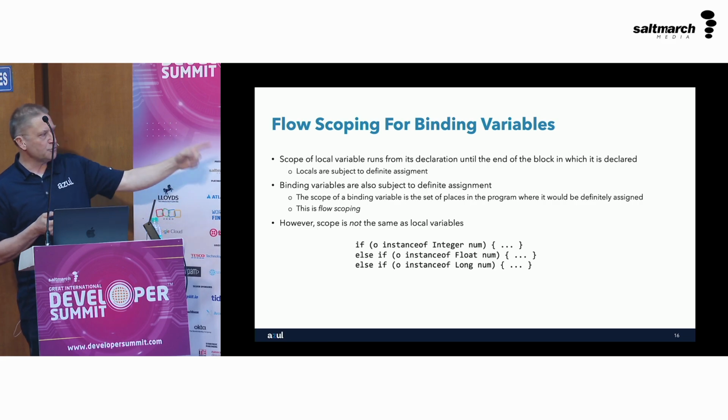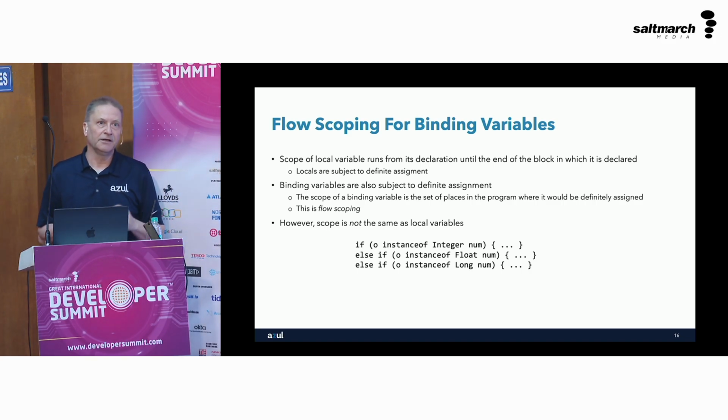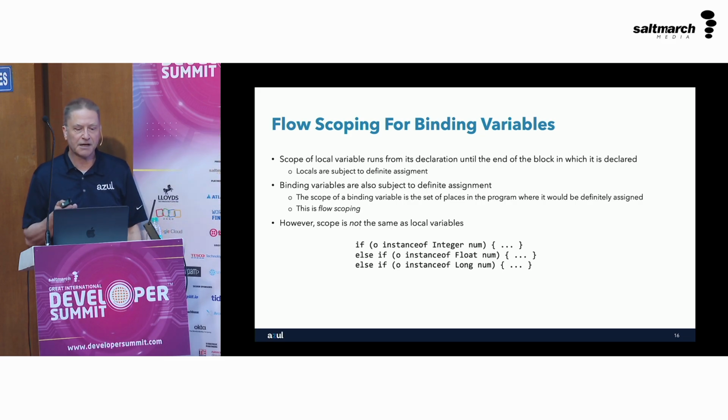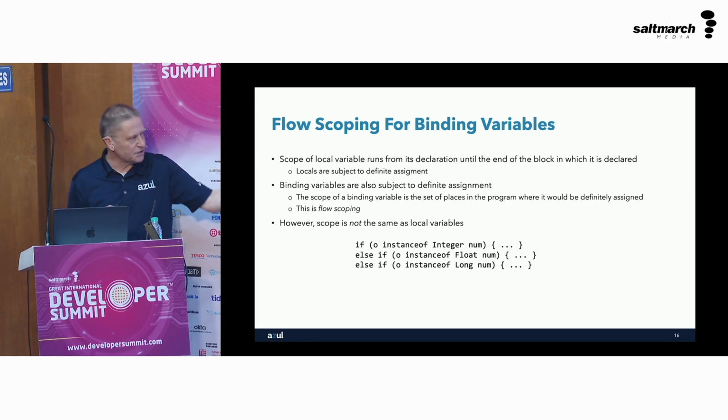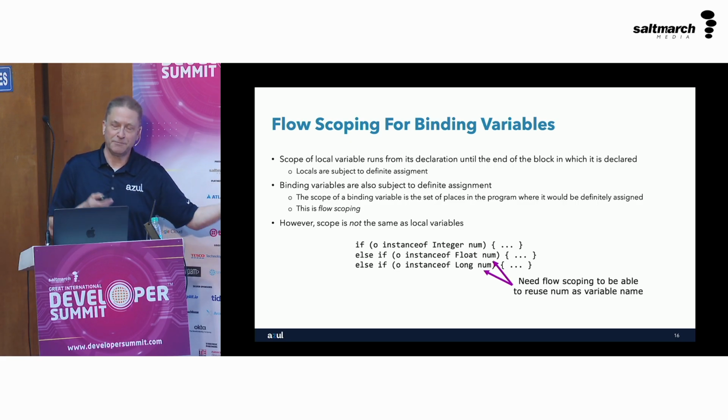To give you an example, we can do this. If o instanceof Integer num, we do something. Else if o instanceof Float num, reuse the same variable name, do something. Else if o instanceof Long num, reuse the same variable name, num, and then do something. Now, we couldn't do that if we were using local variables, because the compiler would say, well, you've already used num in one place, you can't use it in a second place. So the scoping here is limited to only the true branch, because that's where the scope is valid. So we can reuse num in three different places, and that makes our life easier because we don't have to think of lots of different variable names. So I just like that.